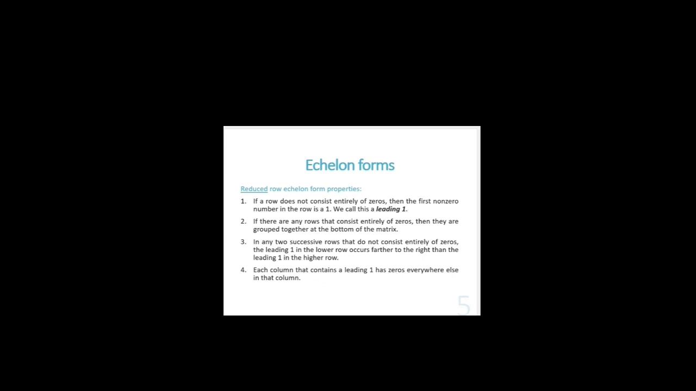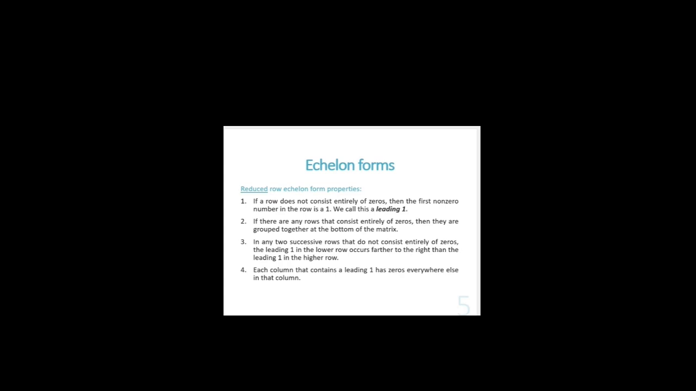So the next definition you're going to want to know is what in the world is a reduced row echelon form of a matrix, because that is what we were trying to achieve. We were trying to reach a reduced row echelon form of the matrix. So here are its properties, and you will see what happens.